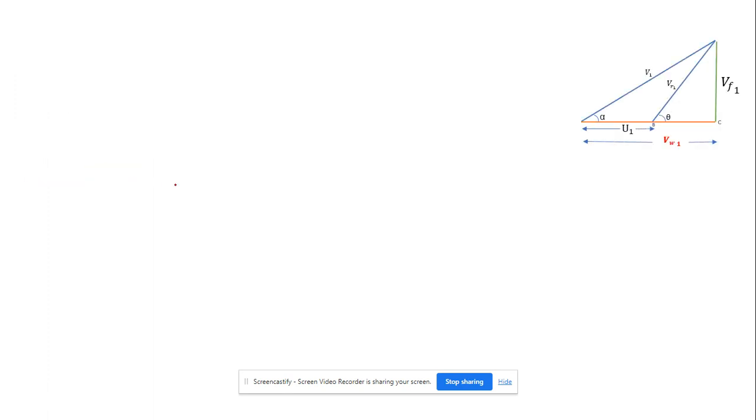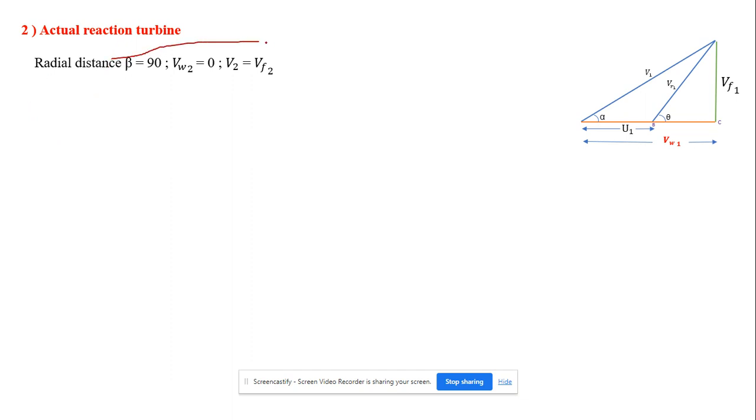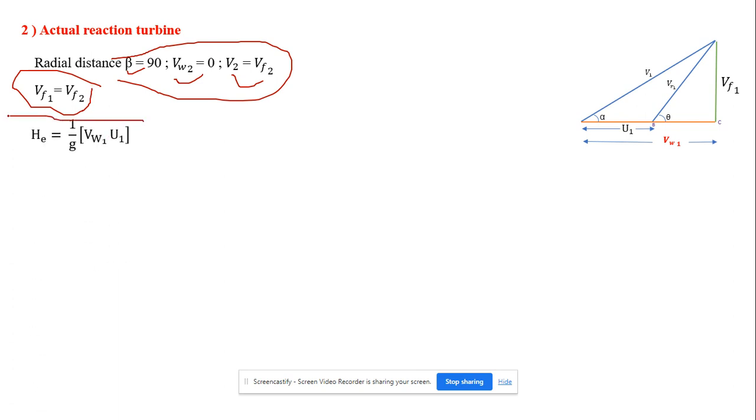Now we classify the degree of reaction for the actual reaction turbine, meaning the inward reaction turbine. We know that for the radial Francis turbine, beta is equal to 90, VW2 is equal to 0, V2 is equal to VF2, whereas VF1 is equal to VF2. H is equal to 1 by Z (VW1 U1 plus or minus VW2 U2), but VW2 is equal to 0, so this term will be 0.